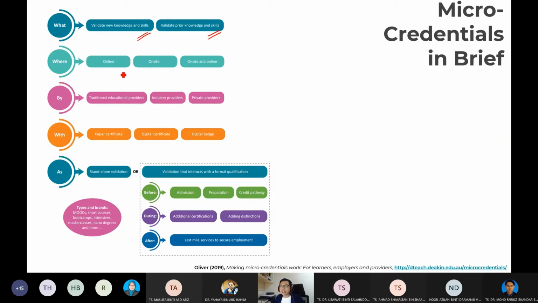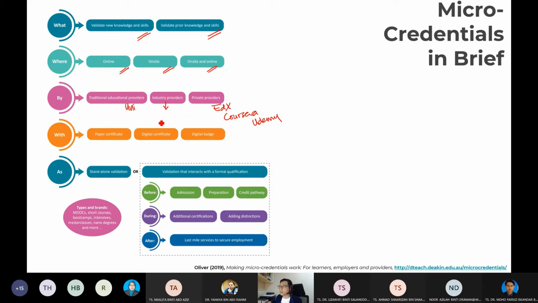Now, someone mentioned online just now. A micro-credential course can be online, on-site, or both. Now, by who? Right now, many parties are offering micro-credentials. Universities, of course, we should be doing this, but also private providers, like I'm talking about EDX, Coursera, Udemy. They are doing this. And also, certain companies provide their own course training.